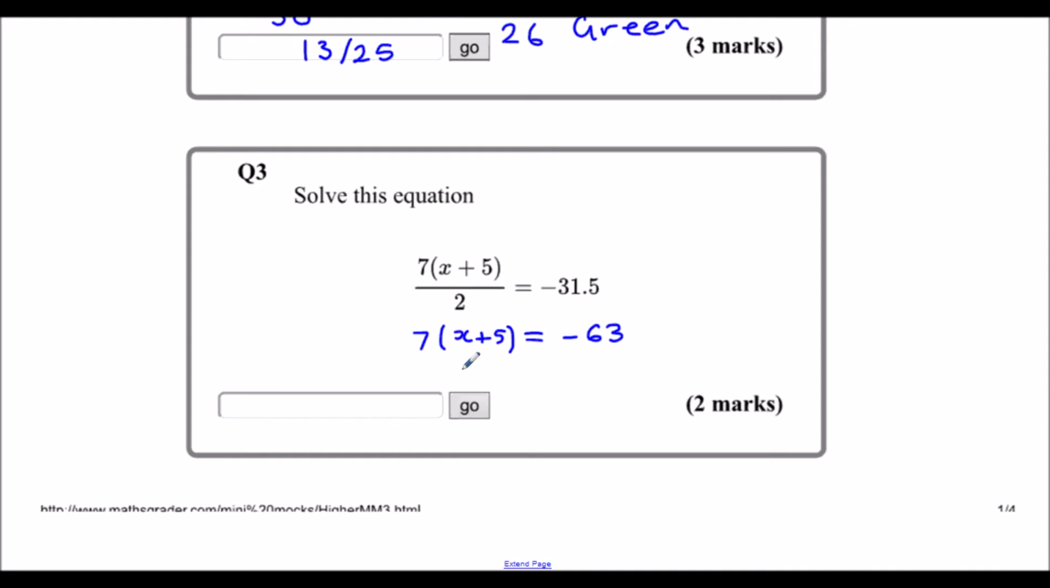I could expand the bracket, or I could divide both sides by 7. I'm going to divide both sides by 7, which will give me x plus 5 equals negative 9. And now I'm going to get rid of the plus 5 by subtracting 5 from both sides. So negative 9 take away 5 is negative 14.